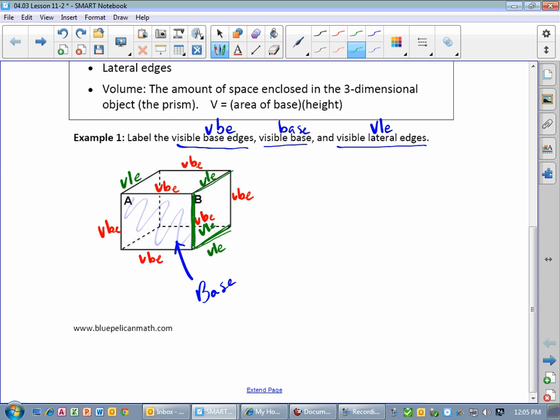I'm not going to label all of the VBEs as VLEs as well. Just keep that in mind. If it's a visible base edge, it's also a lateral edge that we can see. Okay? Now, this seems kind of weird to even bother labeling, but the idea here is if we can figure out which parts make up the lateral surfaces and which ones make up the base, then whenever we go to find the volume, we don't get confused with those lateral.